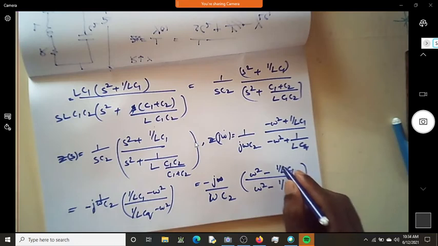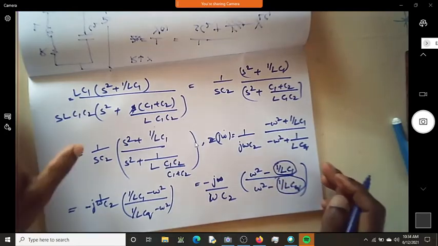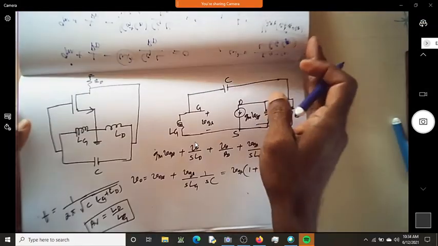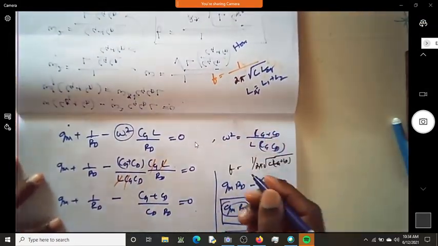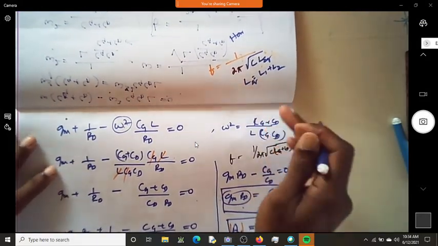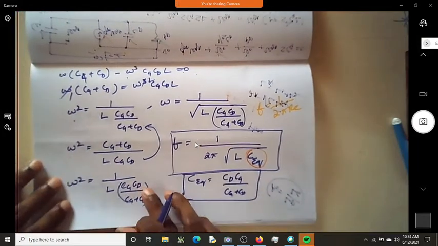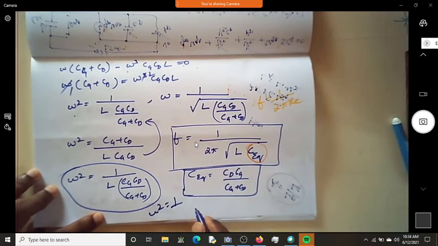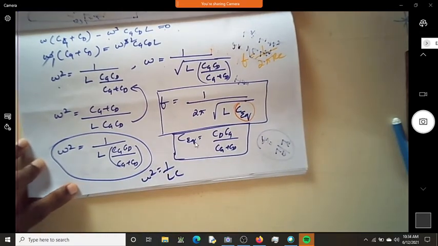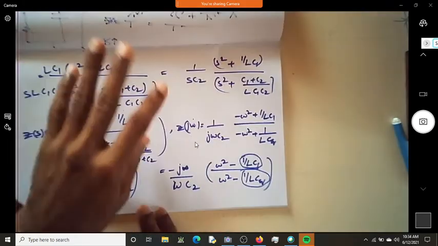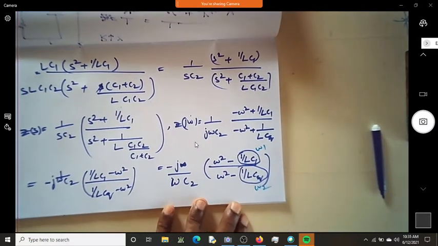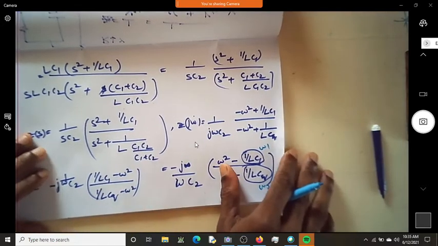Now, can you see this 1 over L C1 and 1 over L C equivalent? Are they like frequencies? If you go back to your previous derivations, can you see this here? If I go back here, can I write omega square is equal to 1 over LC? Yes, sir. So, I will say this as omega 1, and this as omega 2.